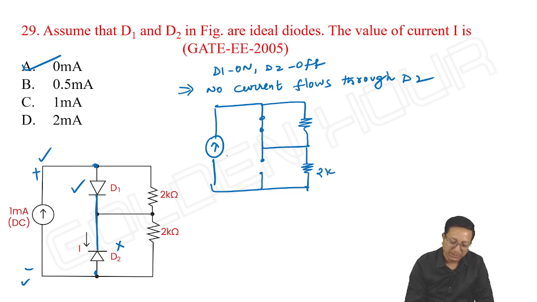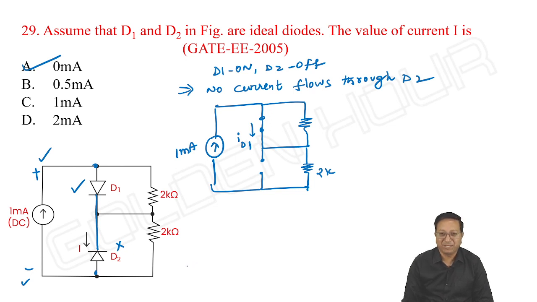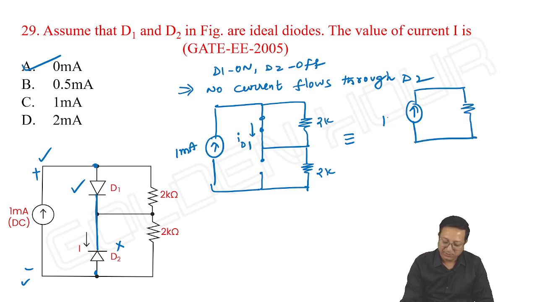It is 2K, 1 milliampere, and this is ID1. ID1 is equal to 1 milliampere. Okay, so the short circuit in parallel with this 2K is a short circuit only. Further, I can redraw the circuit like this. D1 short circuit and 1 milliampere, it is 2K. Whatever ID1 comes, the entire ID1 flows through 2K. That is equal to ID1. It is equal to 1 milliampere.